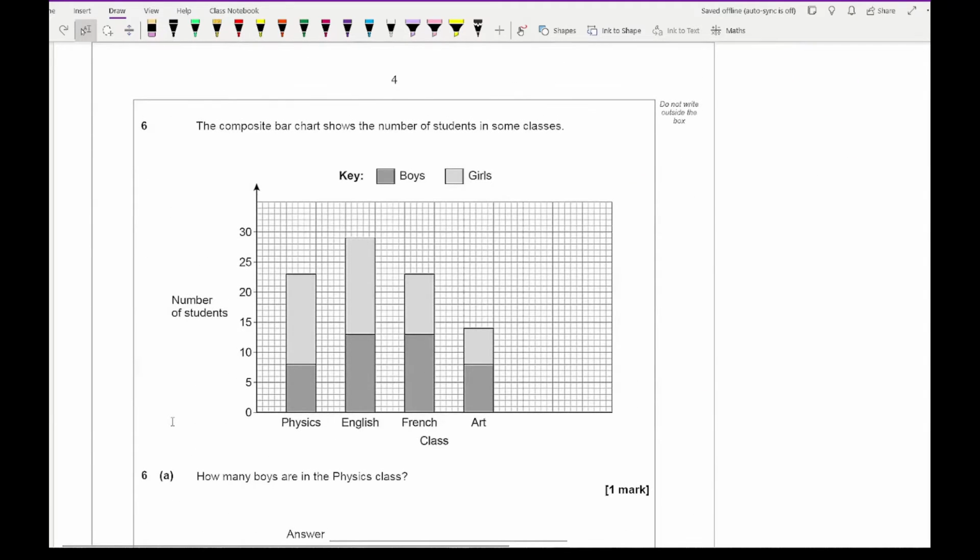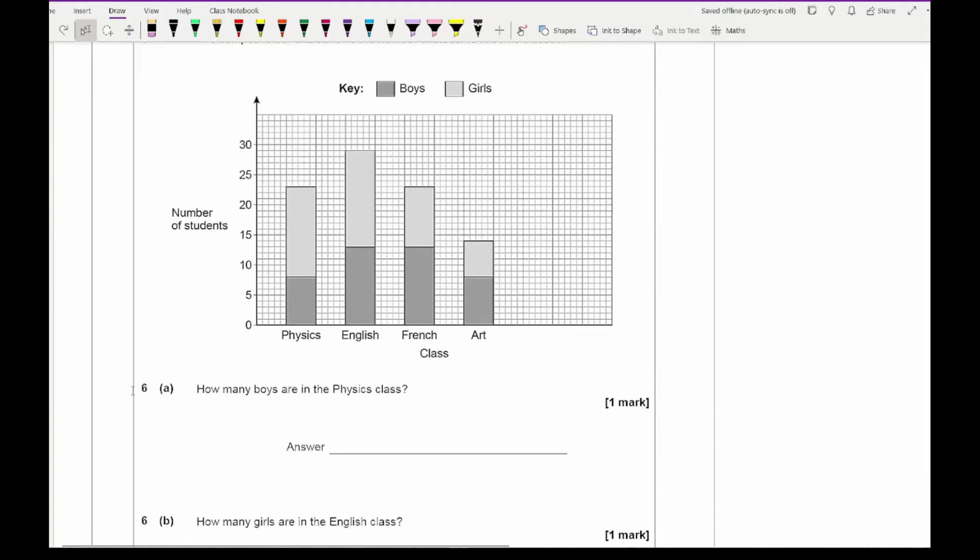So now moving on to question 6, which looks at a composite bar chart. The composite bar chart shows the number of students in some classes. And we've got boys, girls. So boys are highlighted in dark grey, girls in light grey. And the number of students is going along the top, so the frequency, and we've got subjects going across the bottom.